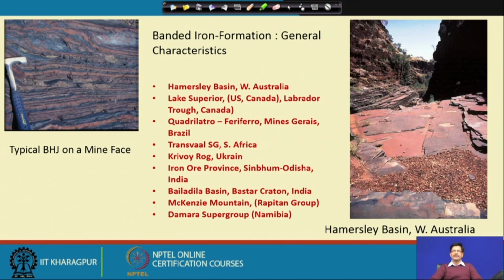So these banded iron formations, which contribute to the majority of the world's iron ore production, are primarily old Precambrian deposits, spanning from mid to late Archean to late Proterozoic, almost of the age of 800 million years. The deposits in the Mackenzie Mountains belonging to the Rapitan Group and the Damara Supergroup belong to the youngest of the iron formations of the world.